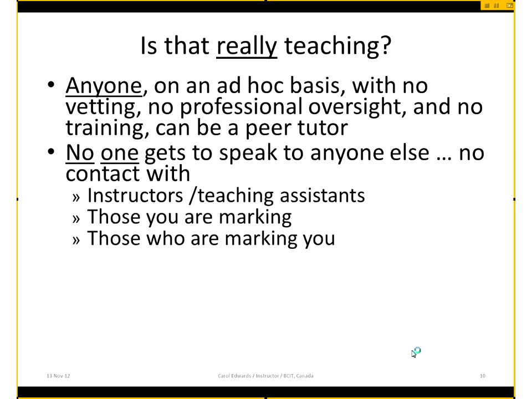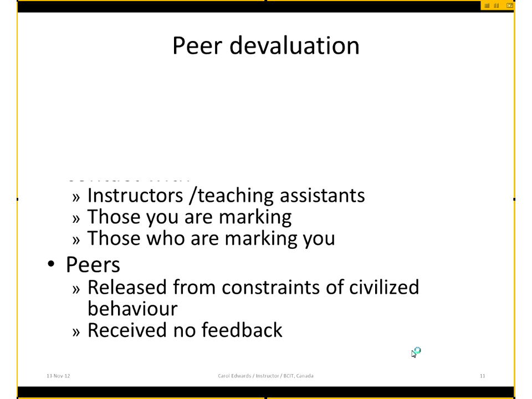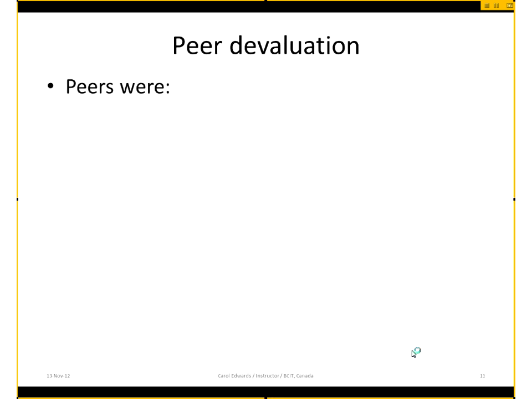Next, we got to operate entirely inside a bubble. And there was no talking with the instructors. There was no talking with those who were marking. There was no talking with those who were marking you. And this leads to entirely predictable results. First of all, you find that your peers are released from the constraints of civilized behavior. And there's absolutely no feedback from anyone about anything. We have very predictable results here.